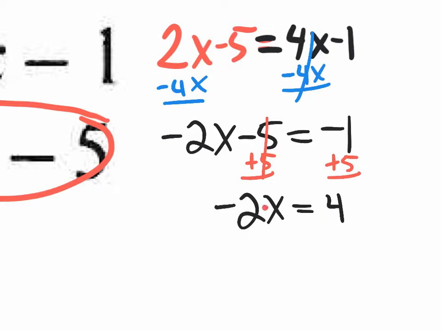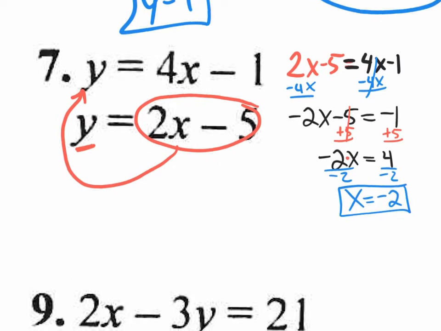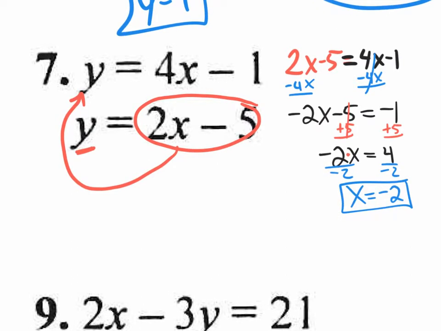I need to get rid of the negative 2 that's being multiplied by x. So I'm going to divide by negative 2, divide by negative 2, and I will get x equals negative 2. And that is one answer, but we still need the other answer, so we'd plug that in either to the top or the bottom. It doesn't really matter. I'm going to plug it into the top.